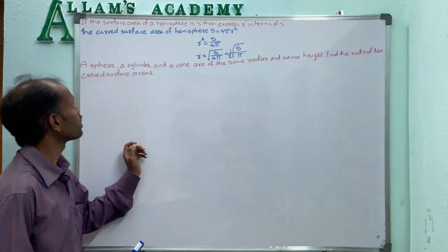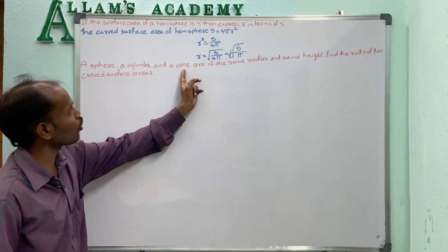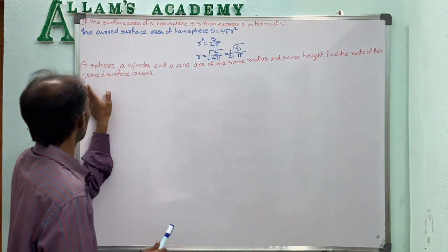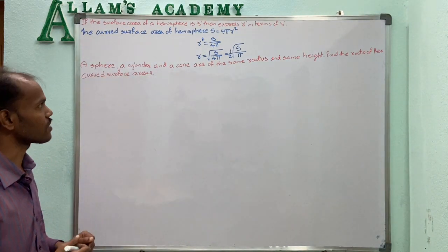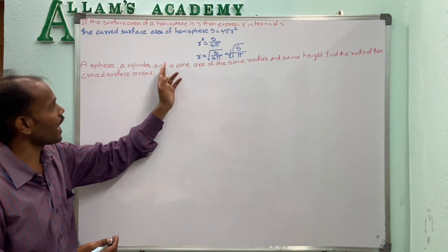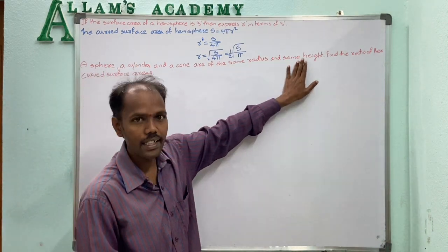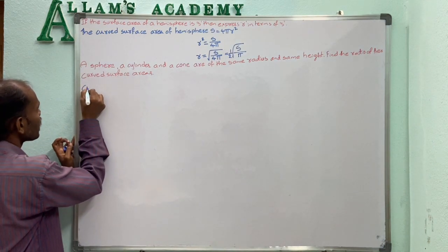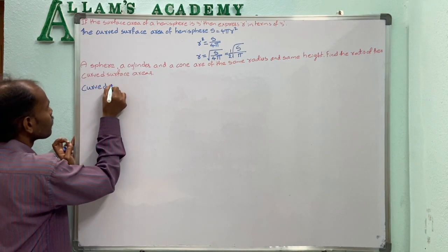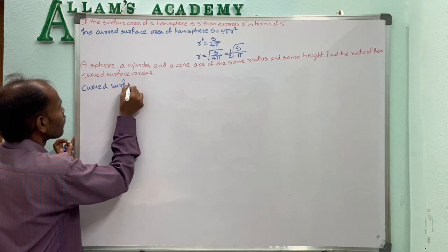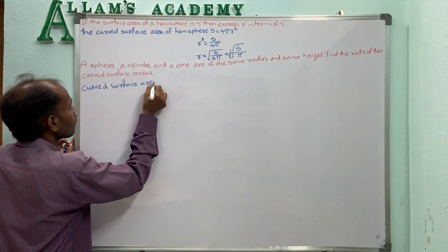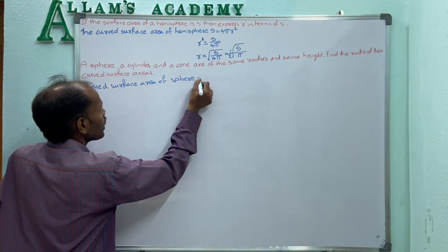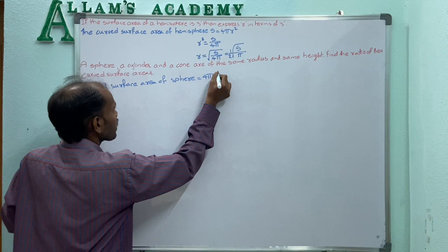Now we expressed R in terms of S. The next problem: a sphere, a cylinder and a cone are of the same radius and the same height. Find the ratio of their curved surface areas. So here the sphere, cylinder and cone are of the same radius and same height. First writing the curved surface area of sphere equal to 4 pi r square.